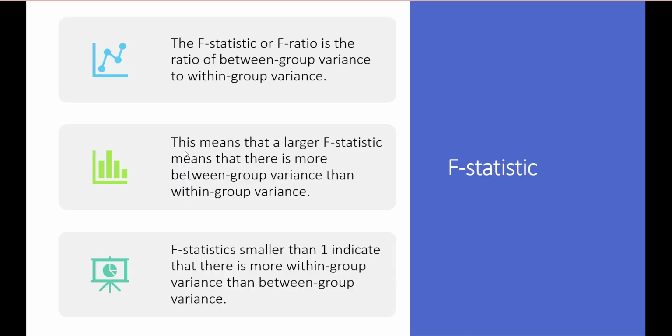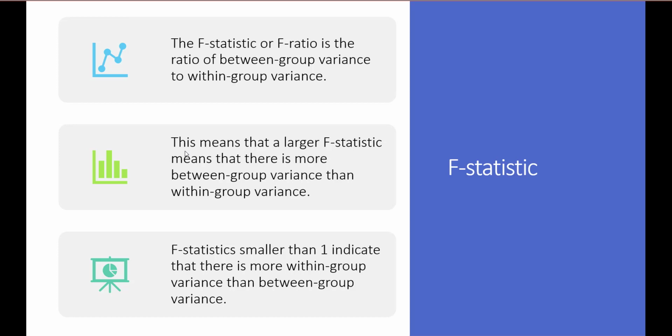The F statistic, or F ratio, is the ratio of between group variance to within group variance. Remember, we're dividing between sum of squares divided by within sum of squares, so it's going to look at the ratio of between group variance and within group variance. This means that a larger F statistic means that there is more between group variance than within group variance. An F statistic smaller than 1 indicates that there is more within group variance than between group variance.